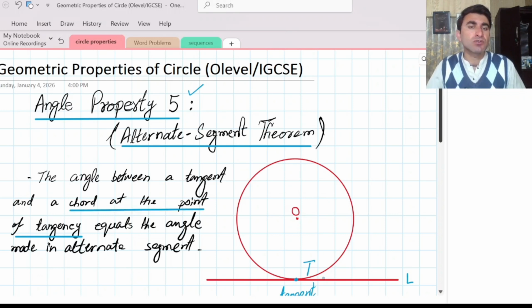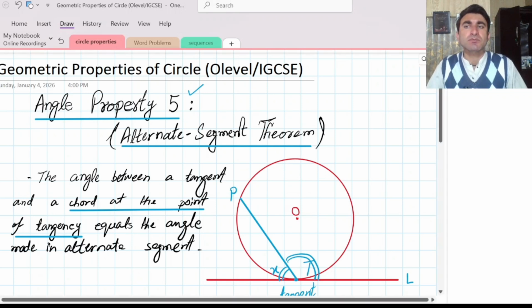So first of all, as we need a chord at the point of tangency, we have taken a circle with center O, and here is a tangent at T. I need a chord at the point of tangency. It can be anywhere in this circle, so I am taking this chord over here with the other endpoint as P. Now this property states the angle between the tangent and the chord, so it can be over here if we want to take the acute angle, or it can also be the obtuse one. First we are going to discuss the acute angle.